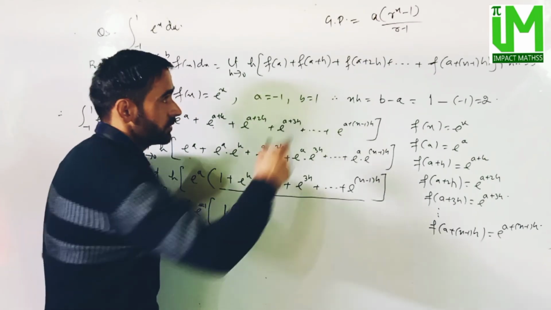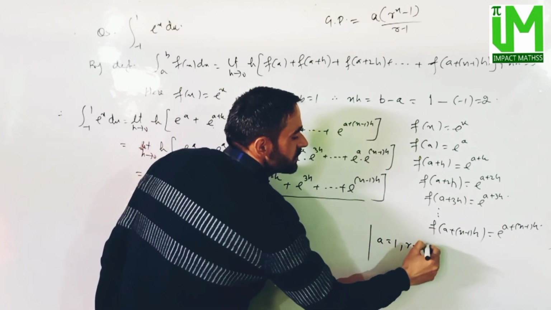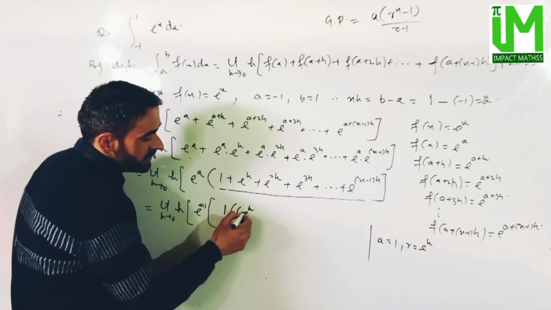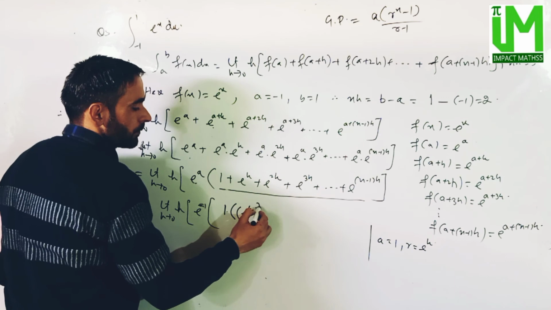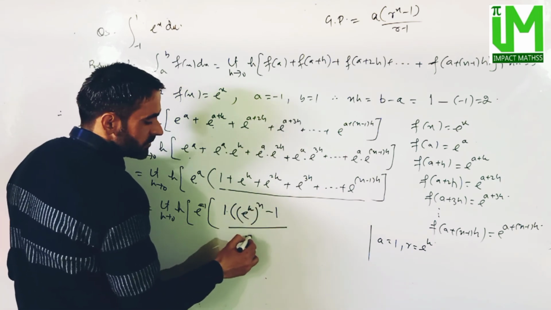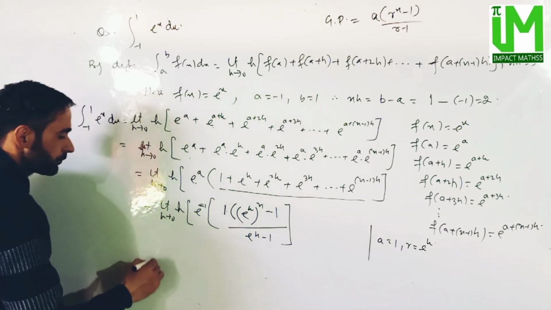r का वैल्यू क्या है? So this is geometric series with a is equal to 1, r is equal to e raised to power h. So this will be e raised to power h, raised to power n, minus 1 divided by r का वैल्यू e raised to power h minus 1.